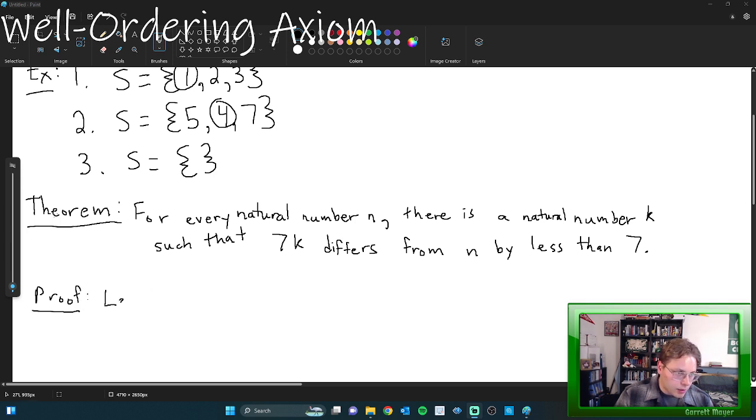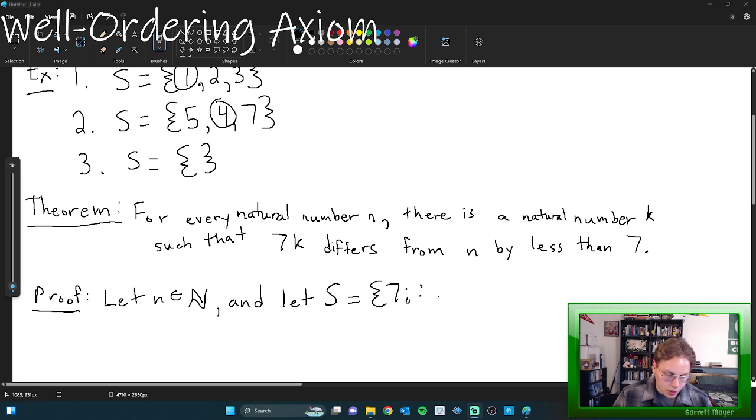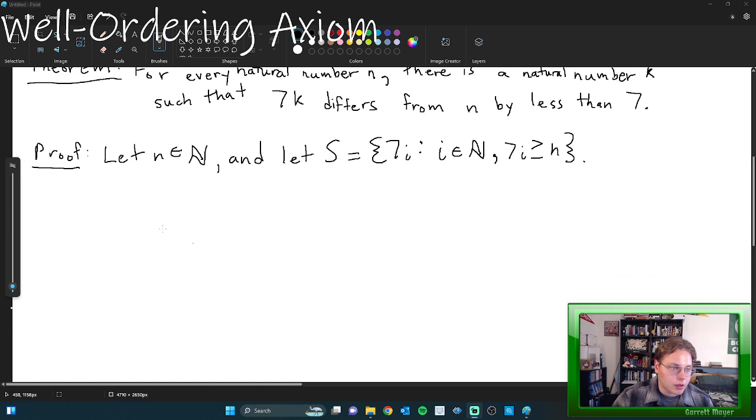For the proof, we're going to let n be a natural, and we're going to define a set of naturals. That is, we're going to let S be the set of naturals 7i, where i is a natural and 7i is greater than or equal to n, that number we defined before. Then what we should first do is note that S is non-empty. That's important for these types of proofs, to use the well-ordering axiom.